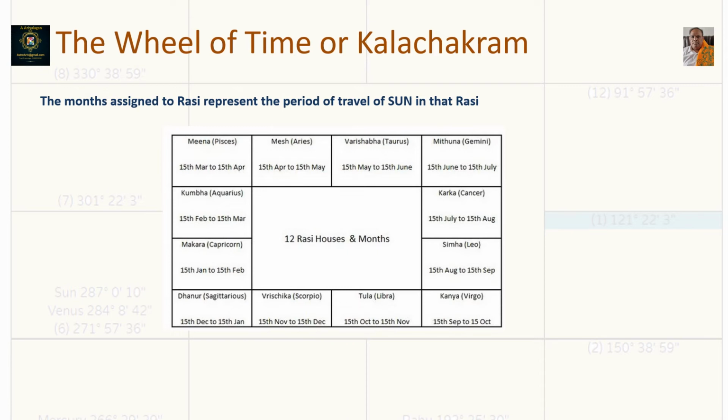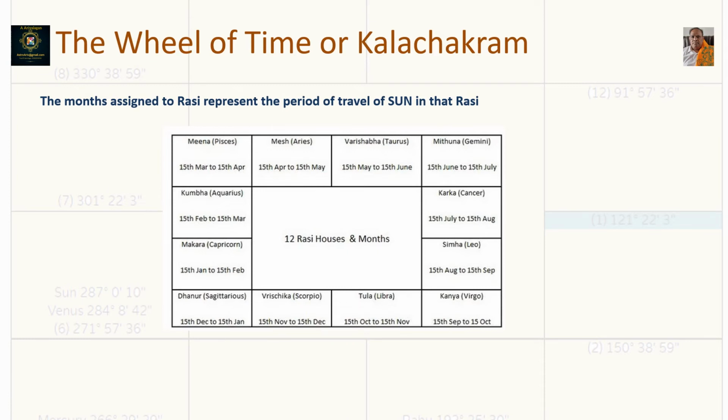Our entire horoscope is based on the sun's movement. It is divided based on the sun's movement. So from 15th April to 15th May, the sun is in Mesha Rasi. Then from 15th May to 15th June, the sun is in Rishabha Rasi. Like that it keeps on moving, and when one round of 12 Rasis is completed, 1 year is completed. This is just for the sake of understanding how the time wheel, the Kalachakra, works.